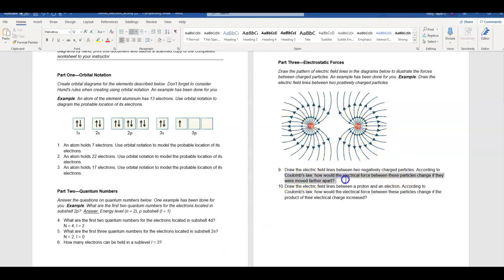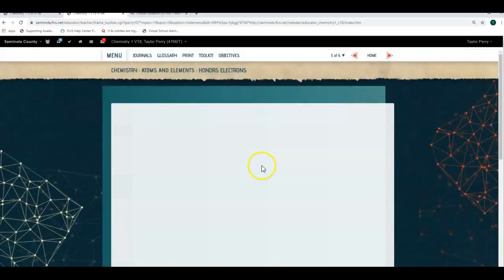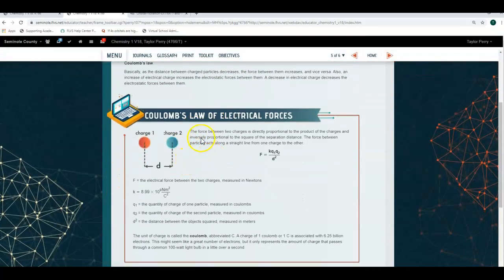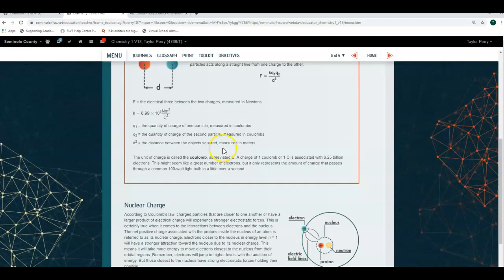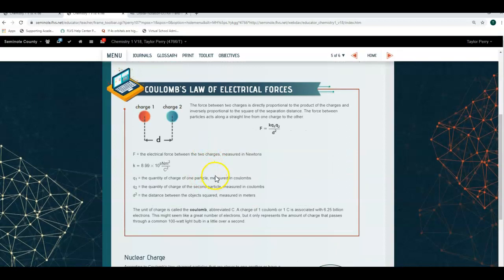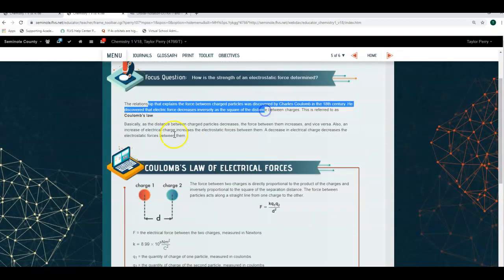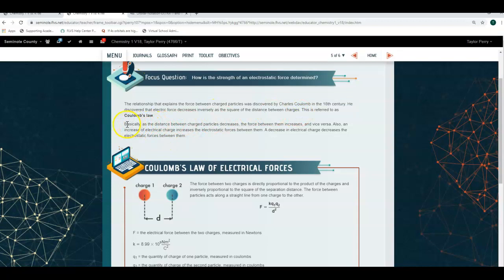According to Coulomb's law, how would the electrical force between these particles change if they were moved farther apart? Your answer is somewhere over here. Don't worry too much about the equation, but look here. Basically, as the distance between charged particles decreases, the force between them increases, and vice versa. There's your answer right there. So figure out how to apply that to your problem. Also, an increase of electrical charge increases the electrostatic forces between them.